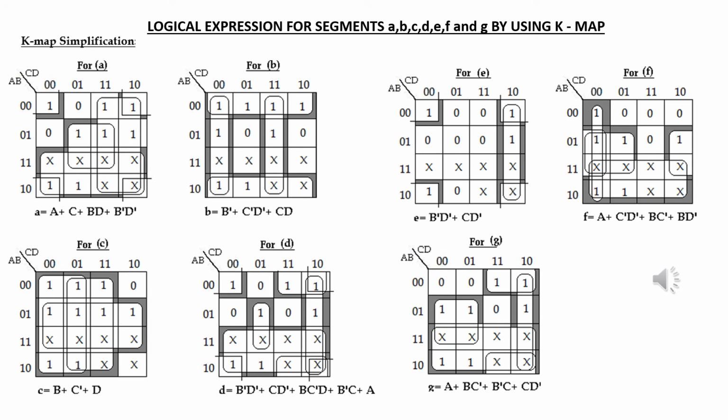Similarly, for the segment B, we got the expression as B dash plus C dash into D dash plus CD. And for the segment C, we derived the expression as B plus C dash plus D. In the same manner, we can derive the expressions for the remaining segments by using this K-map method.